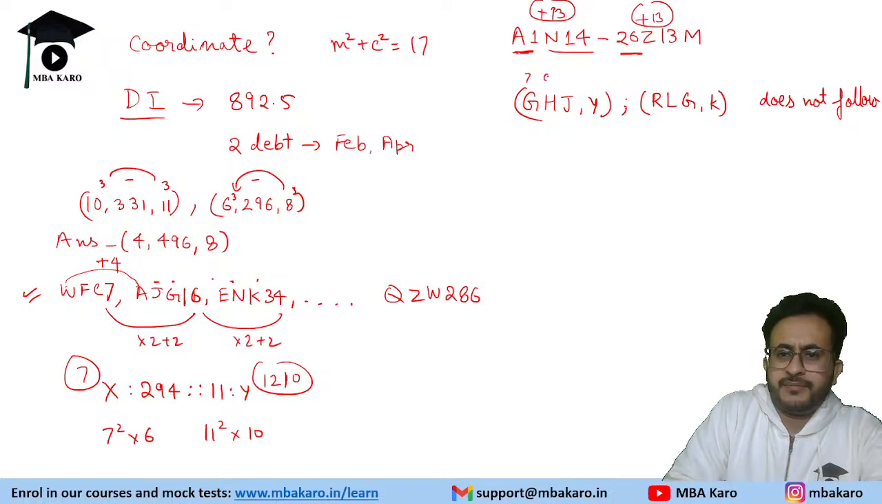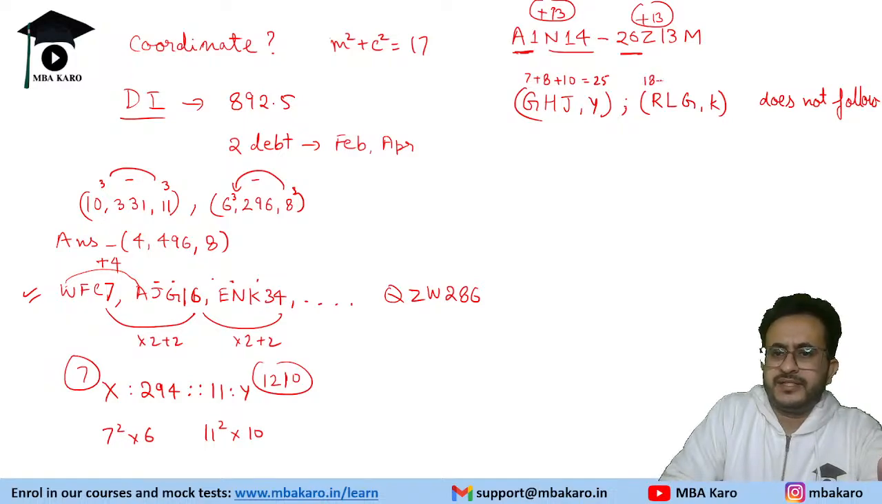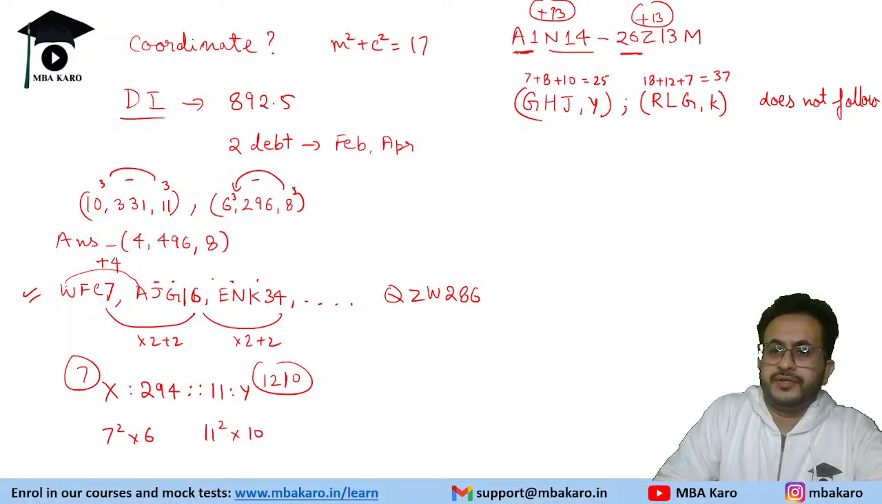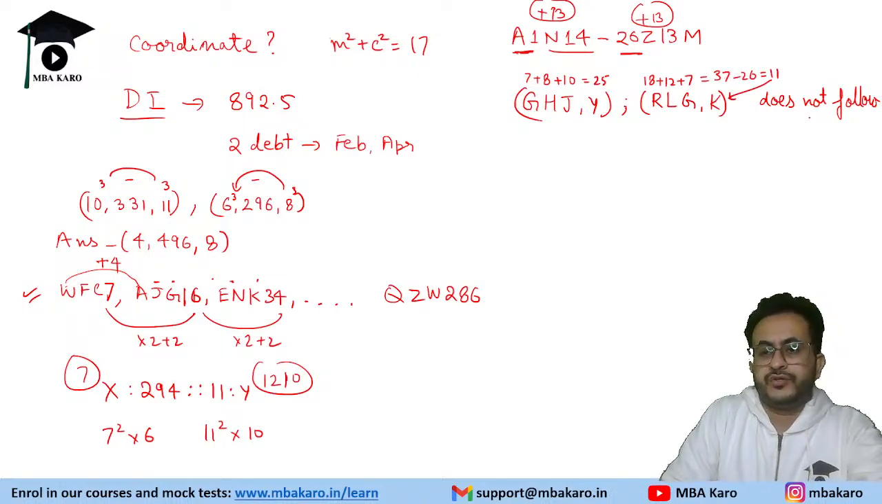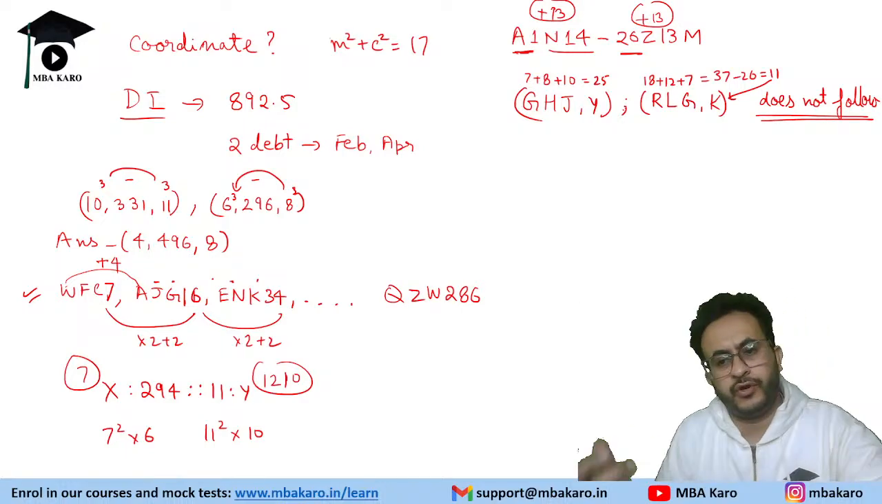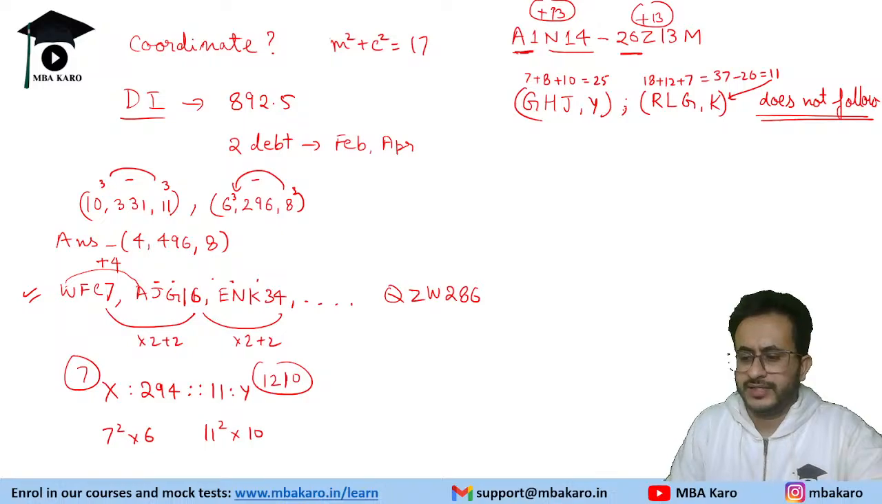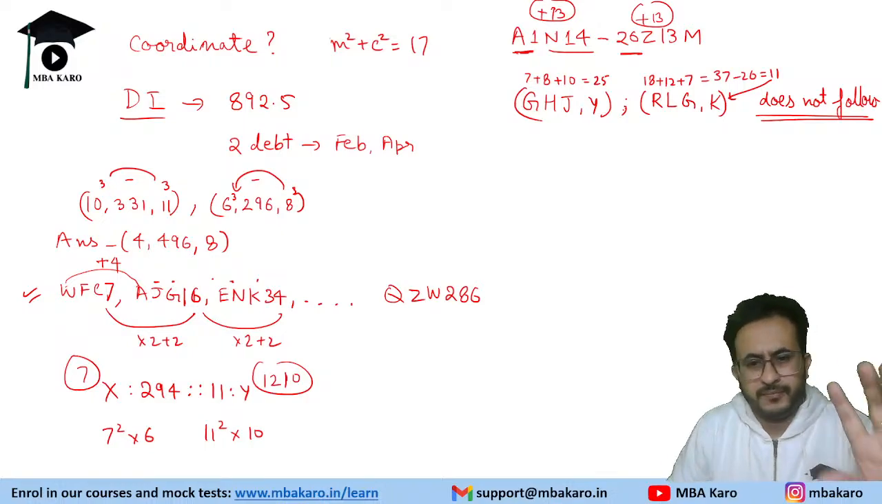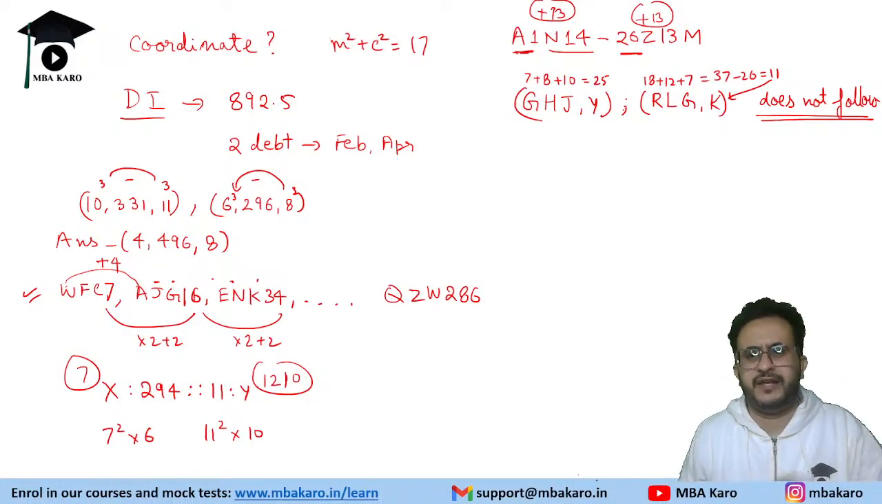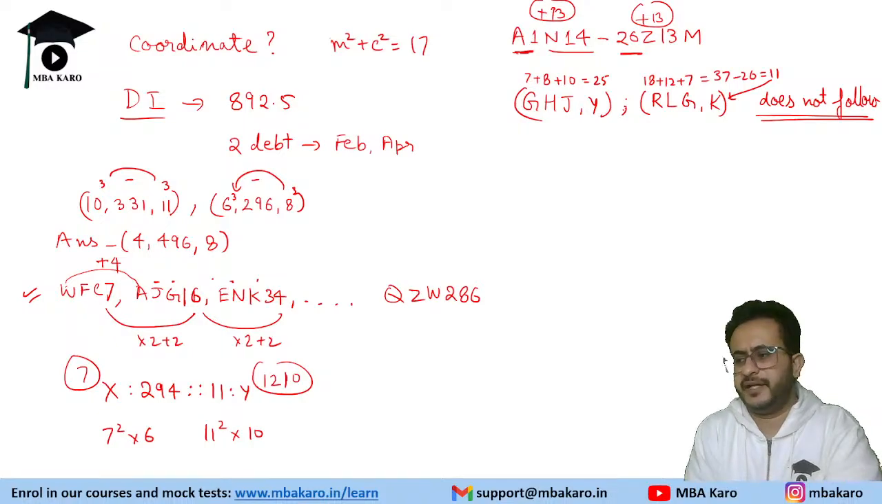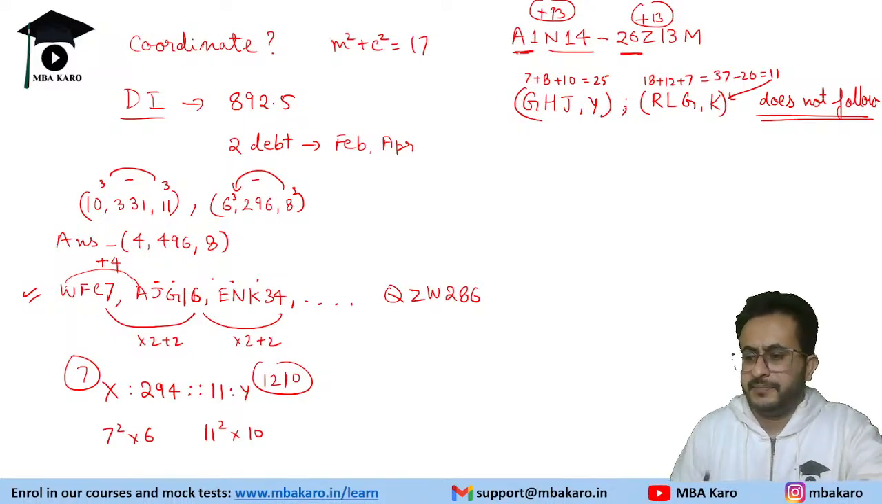Now this is 7 plus 8 plus 10. So total is 25. So that is Y. Now what happens in this is 18 plus 12 plus 7, that is 37. Now the alphabets repeat after 26. So that is 11, which is K. So this was the pattern given. So among the options, we had to choose which of the following options does not follow this logic. If you are well versed with these alphabet and number logics, you could have attempted these questions.